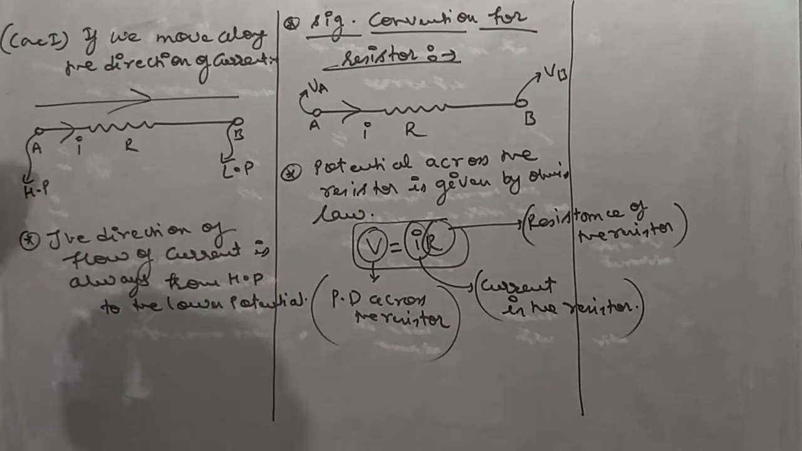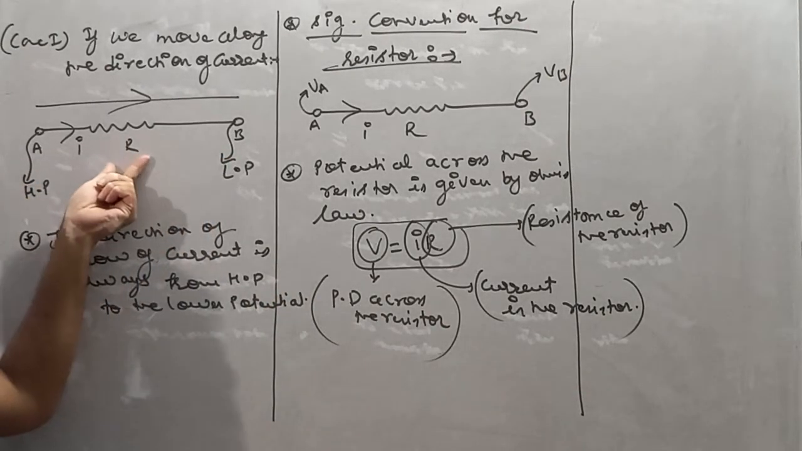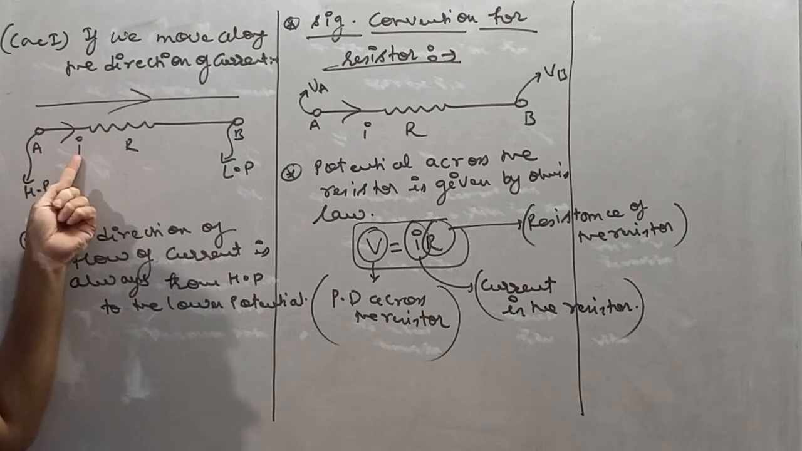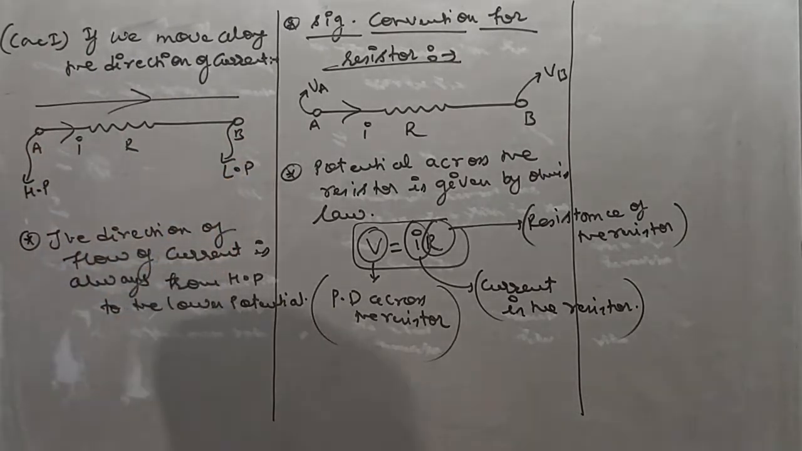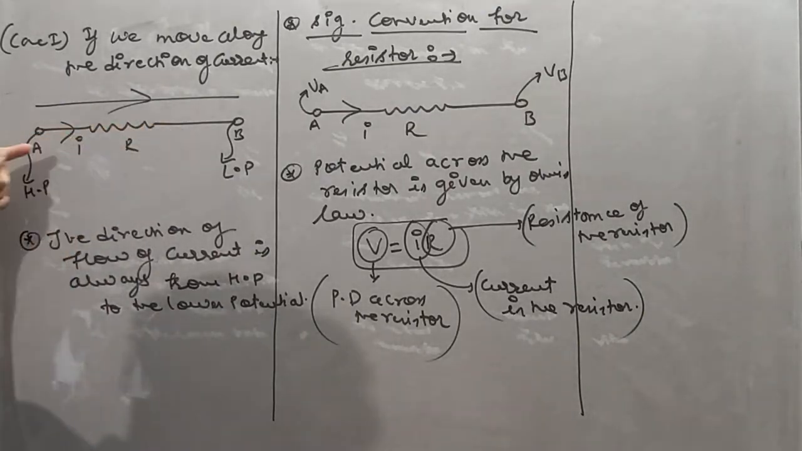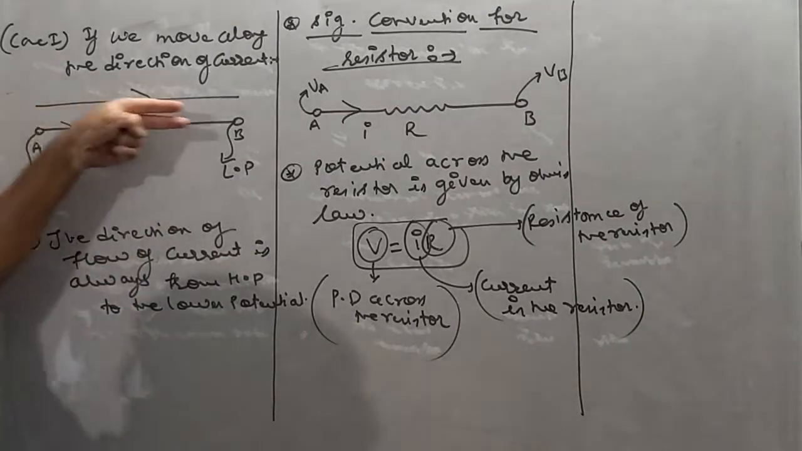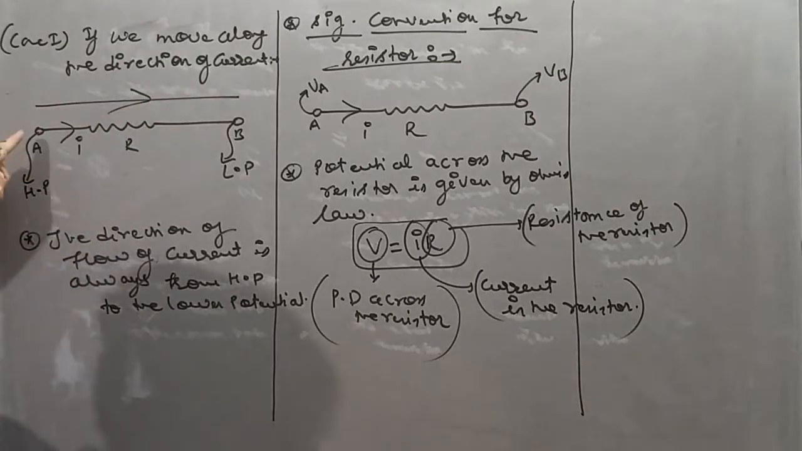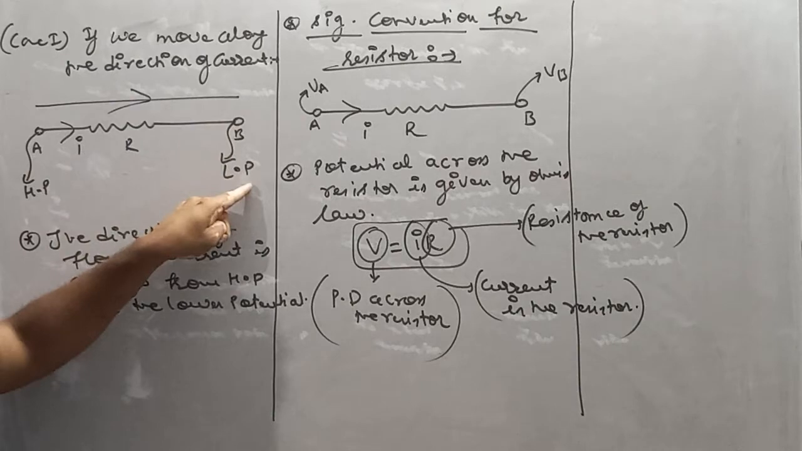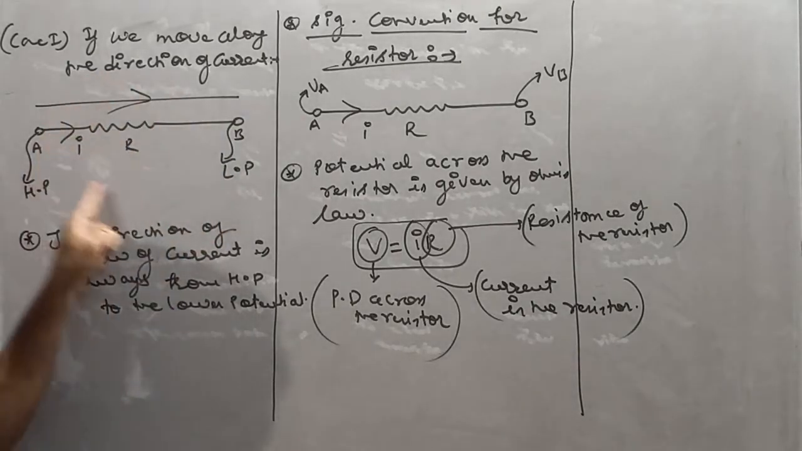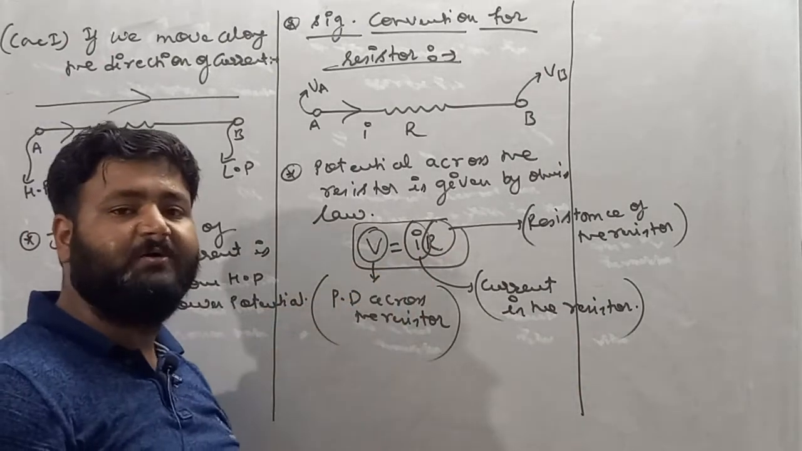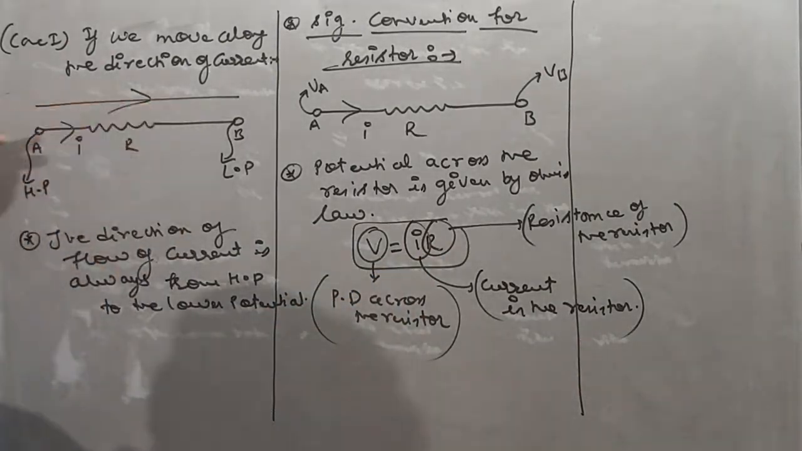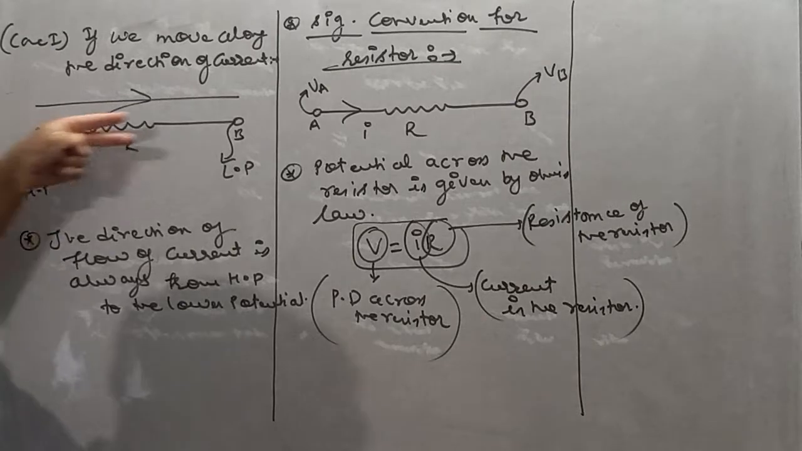See my dear student, this is a resistor of resistance R in which current I is flowing. This terminal is of higher potential, this terminal is of lower potential. In this resistor current I is flowing, and we are moving along the direction of current. So if current is moving from A to B, it means A carries higher potential, B carries lower potential, and we know that the potential across the resistor is given by the relation V is equal to IR. So see, the flow of current and the direction we are moving are the same.